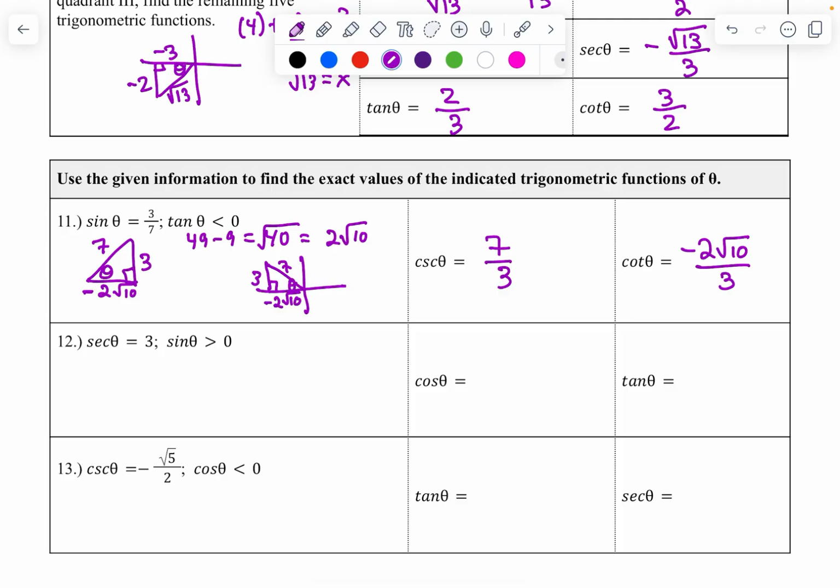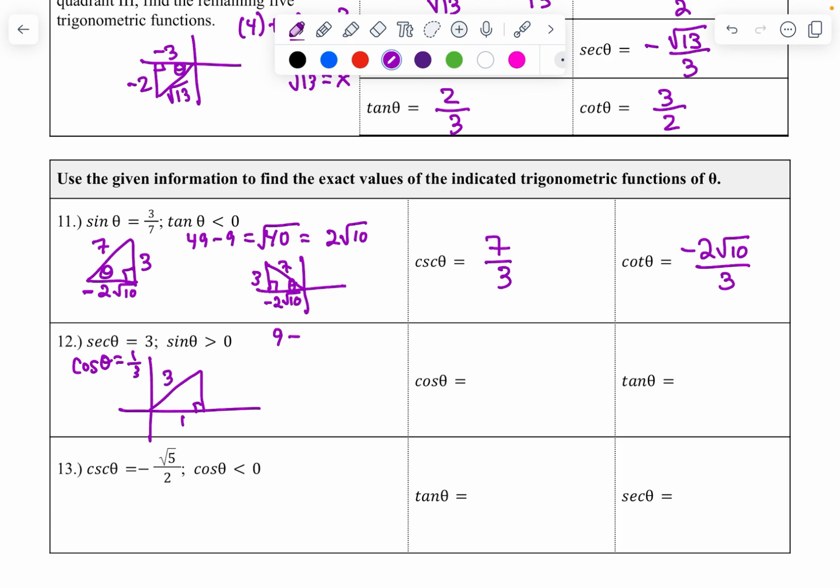All right, the secant is positive, that's the reciprocal of the cosine. So cosine's positive, sine is also positive. That means we're here in quadrant 1. So here's our right triangle. Again, secant is the reciprocal of cosine, so cosine of theta would have to be 1/3.